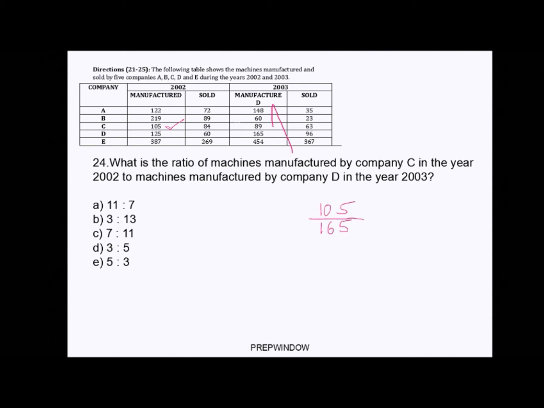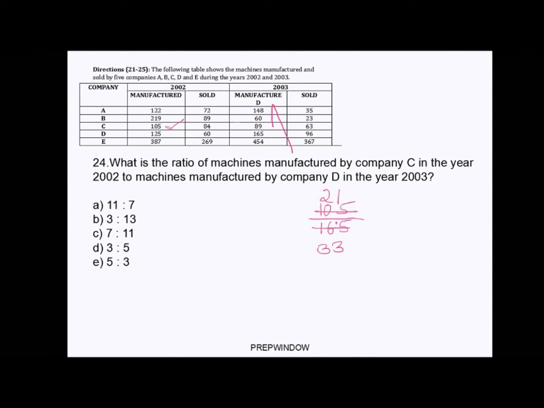105 and 165. You have to cancel the numerator and denominator with the same number. Both the numbers are ending with 5, so definitely it goes with 5. That is the first number that comes to our mind. 5 2s are 10, 5 1s are 5, 21. 5 3s are 15, 1 remains, 5 3s are 15. Again 21 divided by 33, that you don't have in options.